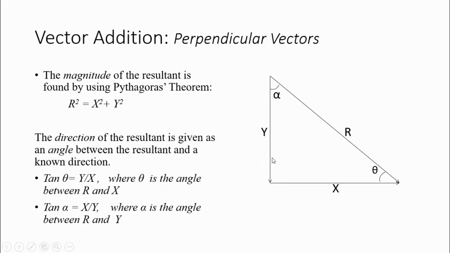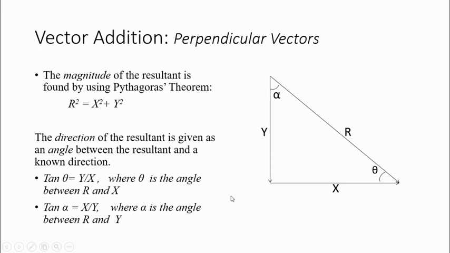If you have a right angle triangle with x and y as the perpendicular sides and r is the hypotenuse, then according to Pythagoras' theorem, the length of r squared is equal to x squared plus y squared. So if we know x and y and we want to find r, we simply square x, add it to the square of y, find the square root of that, and that would give us r.